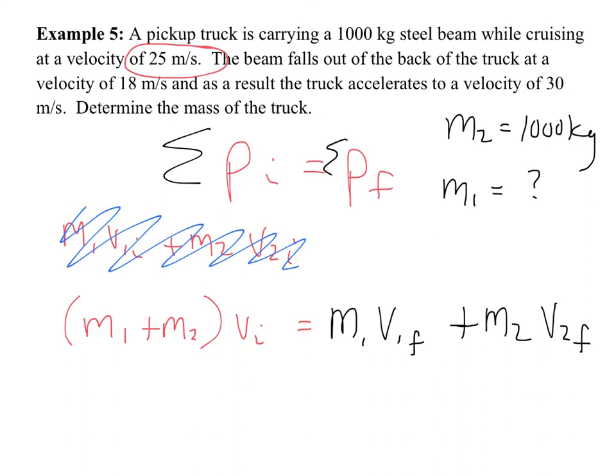So again, our goal is to find what? The final velocity. Oh no, the mass of the truck. Mass of the truck. Why does that pose a problem? Why is this harder than what we've done so far? Yeah, M1 is here, but M1 is also here. So which M1 are we solving for?